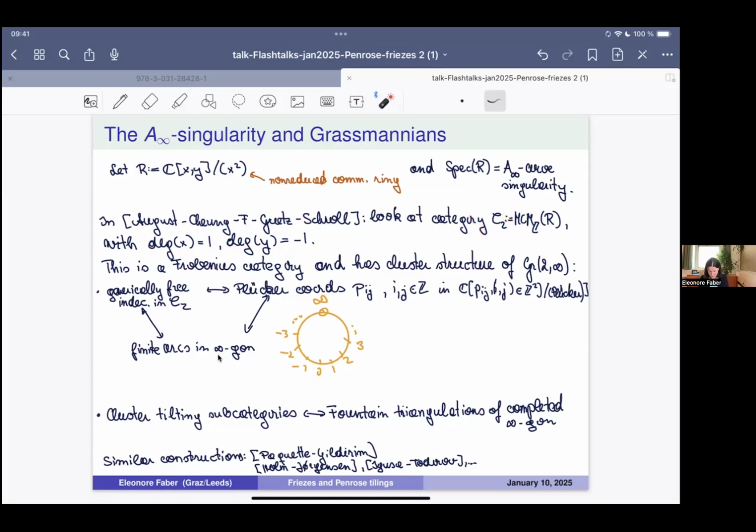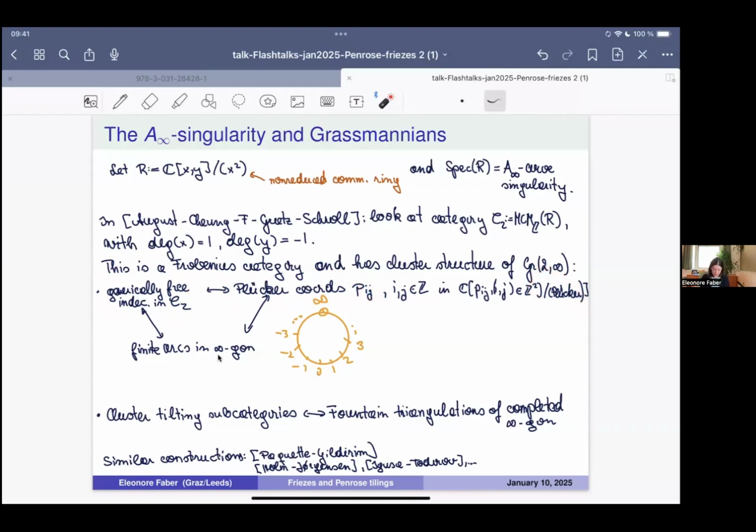First of all, it's a Frobenius category, and it has the cluster structure of type Gr(2, infinity), so Grassmannians of planes in an infinite dimensional vector space. There is a way to make sense of this. In particular, the generically free indecomposable objects in this category C2 are in bijection with the Plücker coordinates. The index is not given by finite pairs of numbers, so you can take any integers as indices, and you still have Plücker relations.